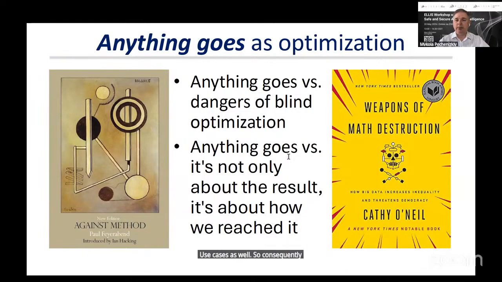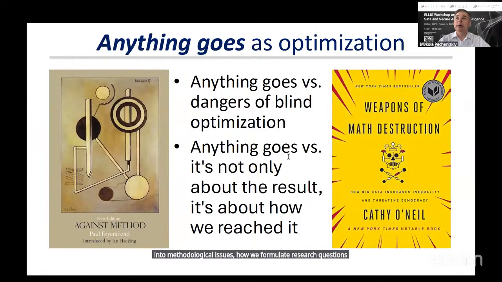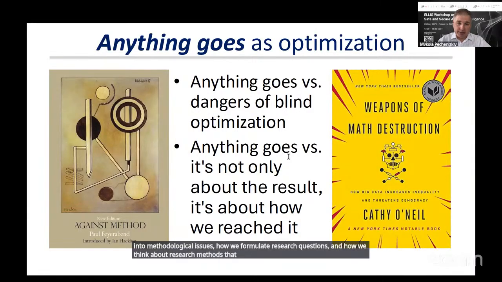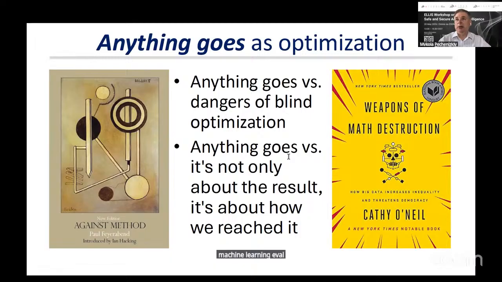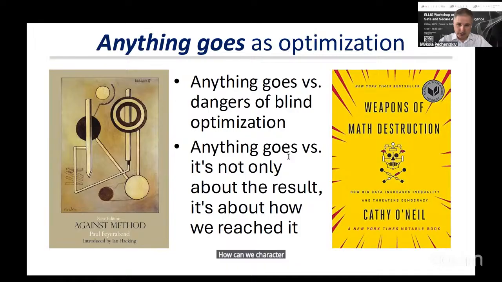So consequently, when we think about this anything-goes principle or the dangers of blind optimization, I think we have more than enough evidence to show that in such socio-technical problems, it becomes even more important to look into methodological issues: how we formulate research questions, and how we think about research methods that allow us to search for an answer to that question, how we think particularly about machine learning evaluation, and going away from benchmarking and the search for the best model or showing that one model is better than the other, but really understanding what we can claim about the performance of that particular model we care about, and how we can characterize its desirable or undesirable properties and try to quantify them.